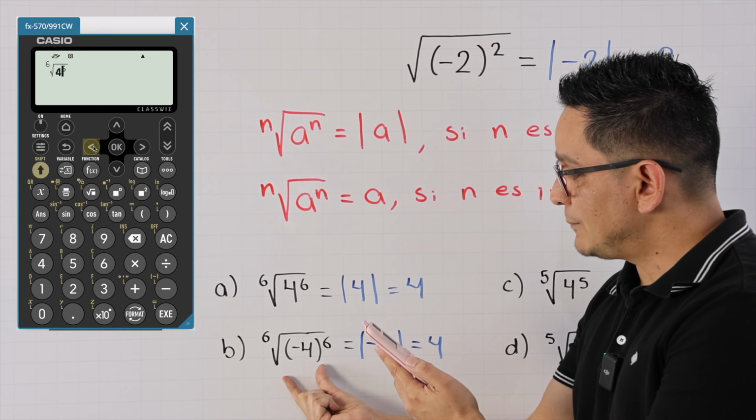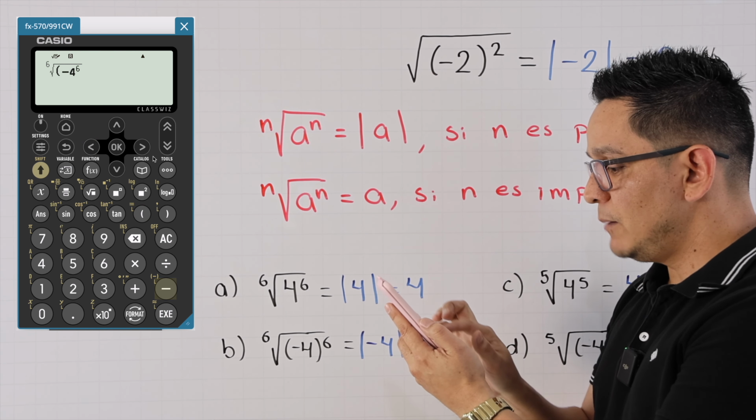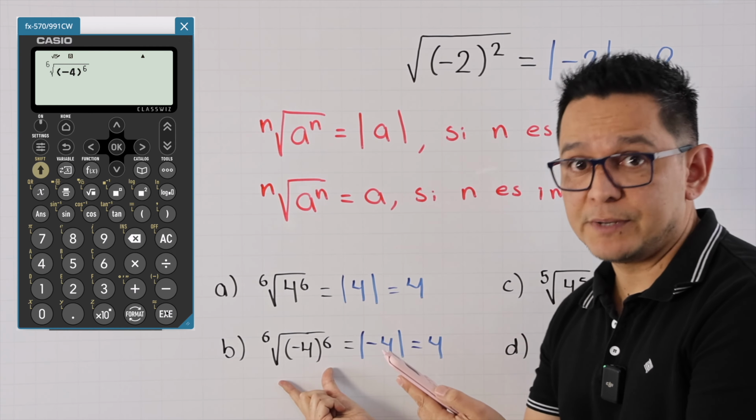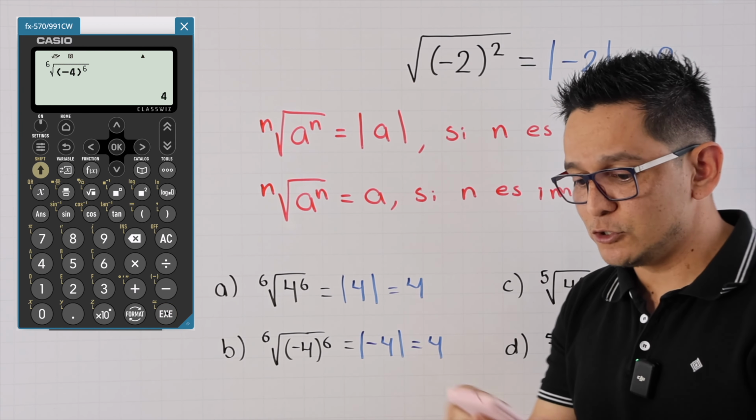I'll move the arrow slightly and change it. Now I'll enter -4 instead of 4. So I open parentheses, put the minus sign, move with the arrow, and close the parentheses. We have this operation already, right? We hit execute, and it's telling me it's 4. We're still good.